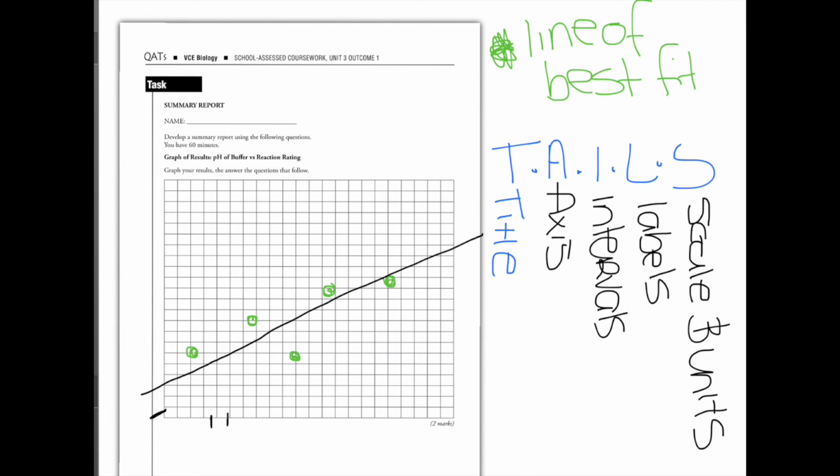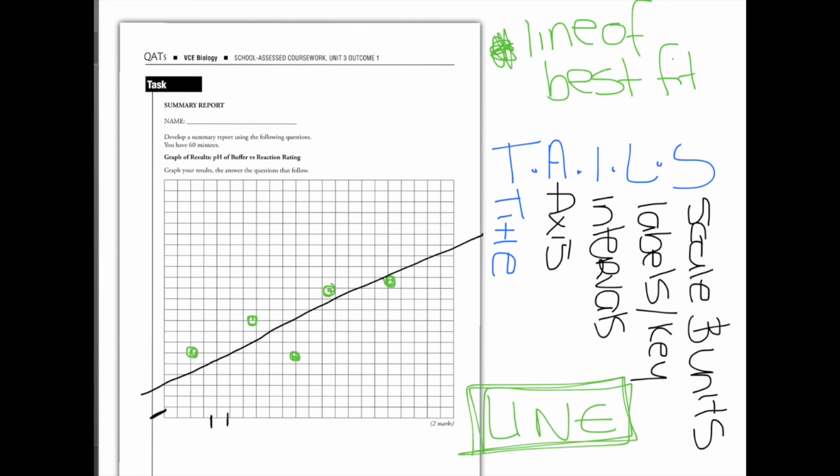With your labels, please make sure you have a key if you have more than one line on here. Don't do bar graphs. Unless it says to you to do a bar graph, I expect that you're doing a line graph. Line graphs are the way to go. Smiley face. So please make sure that, there's an activity I think I've posted on to Edmodo actually that goes over line of best fit. Please make sure you're doing that, or come to see me and we can have a practice at it.